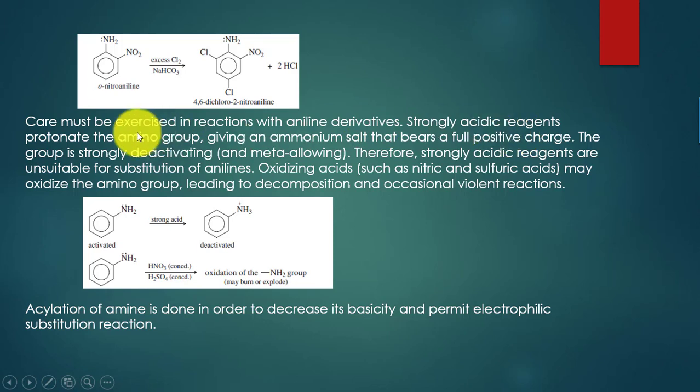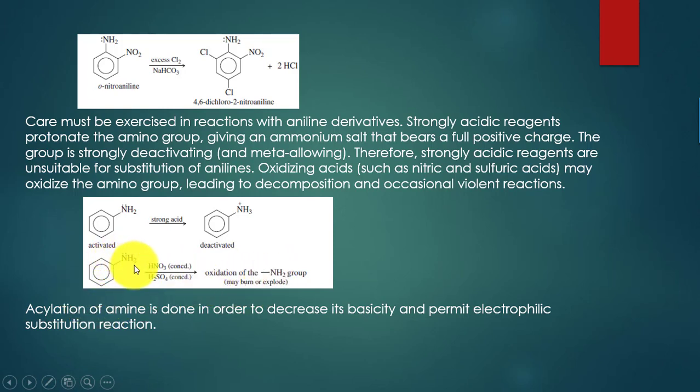Strong acidic reagents protonate the amino group and lead to the formation of an ammonium salt. This ammonium salt has a positive charge on the nitrogen atom and is no longer ring activating. It is actually ring deactivating and allows meta substitution on the ring. Treating the aryl amine with concentrated HNO3 or sulfuric acid, which are oxidizing acids, leads to oxidation of the amine group, and this may burn or explode.